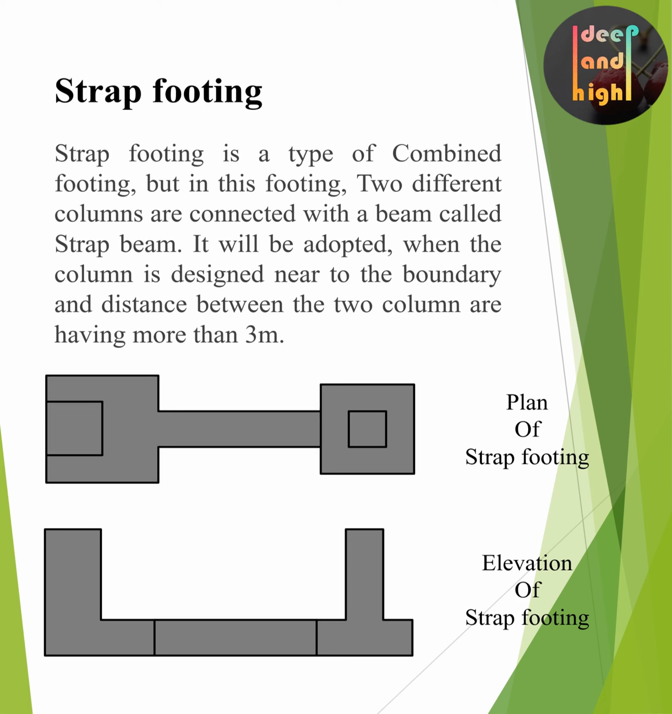So as to avoid this, and make it an economical footing, a strap beam is constructed between the two columns, to maintain the center of gravity. But the strap beam does not transfer any loads from the columns to the earth. It is just connecting two columns, to maintain the center of gravity and to avoid the overturning effect. So, strap footing is suggested when the distance between the two columns is more than 3 meters.